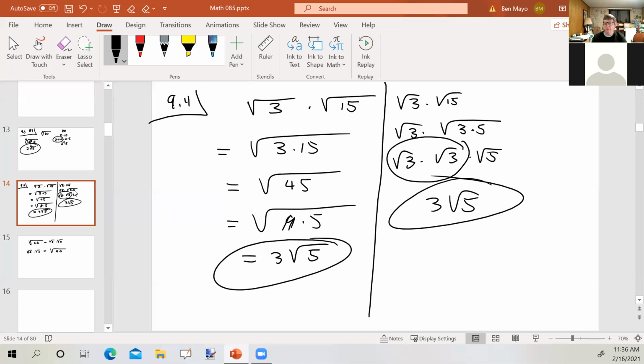Okay? And it's not necessarily that one method is better than the other. I guess it's just whatever method is your preference. Here we're putting it all back together and then tearing it apart. Here we're tearing apart the little pieces so that we can combine things. But notice the square root of 3 times the square root of 3 is 3. Are you okay with that?